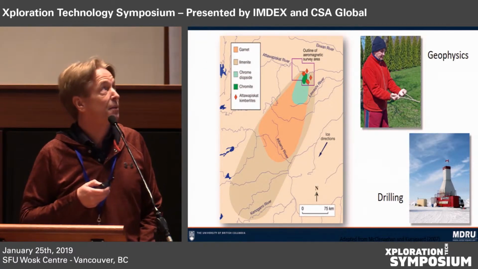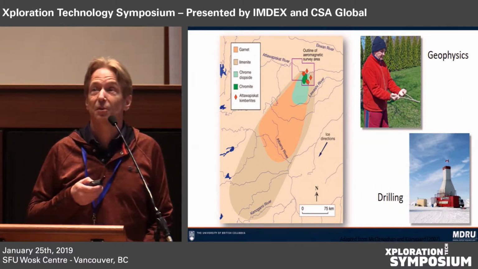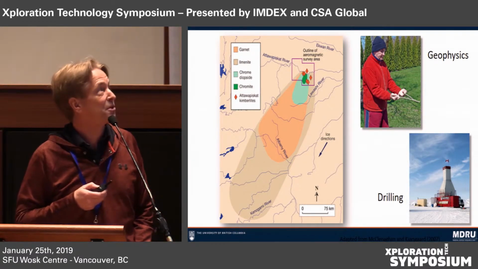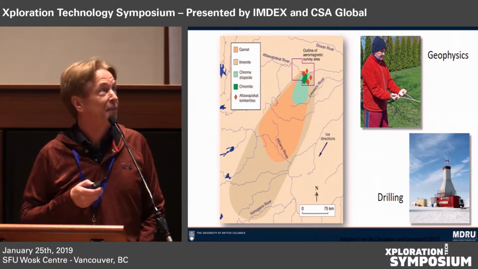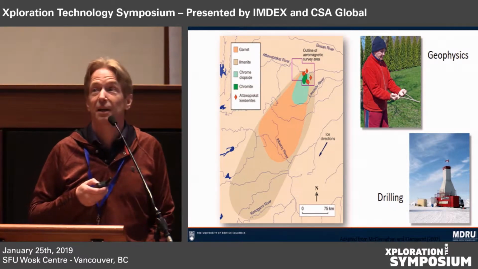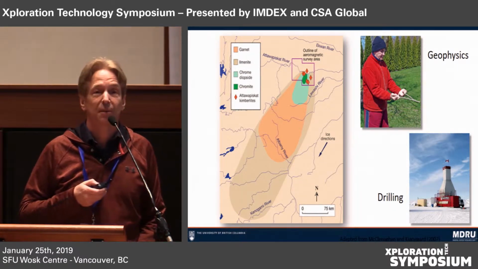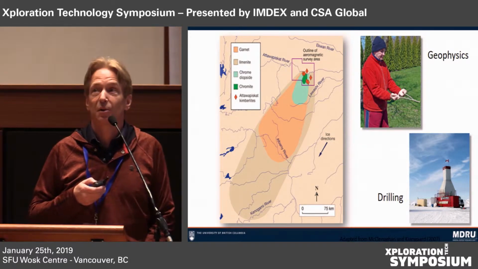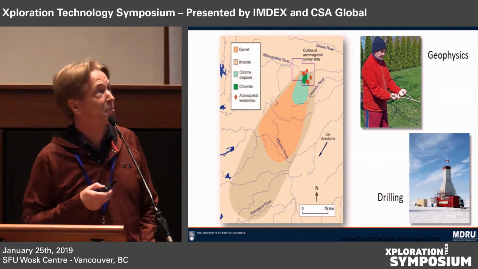Good. So if we look at how we normally find kimberlites, typically it starts off following an indicator mineral trail, and then somebody wanders around doing a bit of geophysics, and then finally the only option to actually decide whether it is or isn't a kimberlite is to stick a hole down through it, and that's before you even know anything about the economics really.